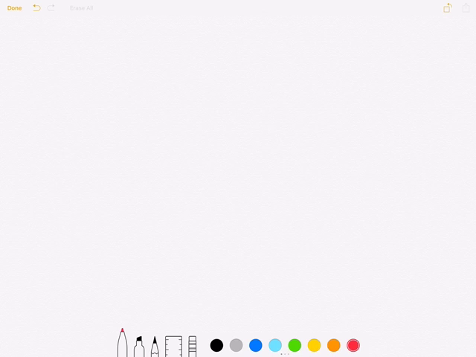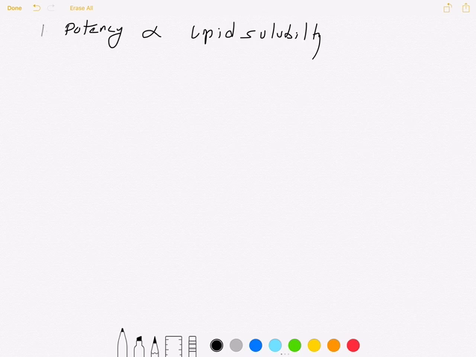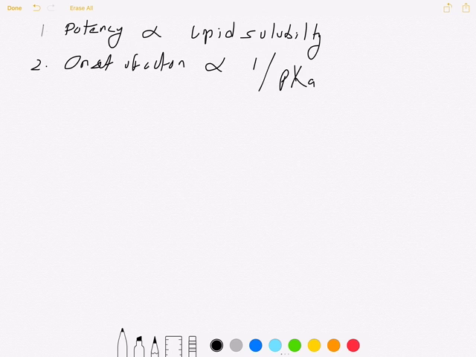Okay, so far, let's summarize what we learned. If you forget everything, just remember this. First thing we discussed, potency. Potency is directly proportional to lipid solubility. Second thing, onset of action is inversely proportional to pKa. Faster onset of action if you have a low pKa.